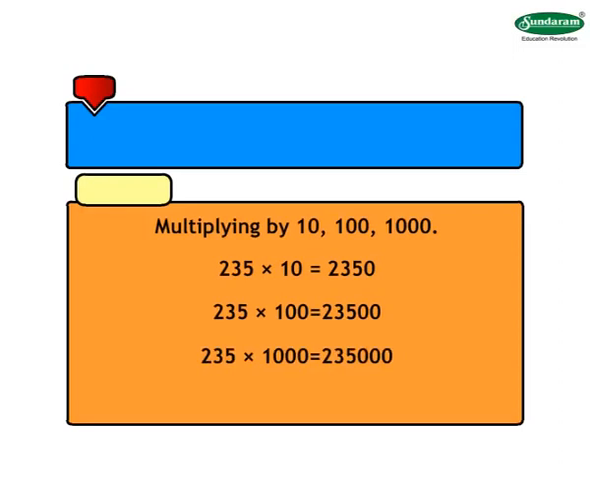Thus, when we multiply a number by 10, we put 1 zero at the end. When we multiply by 100, we put 2 zeros at the end. And when we multiply by 1000, we put 3 zeros at the end of the number to get the product.